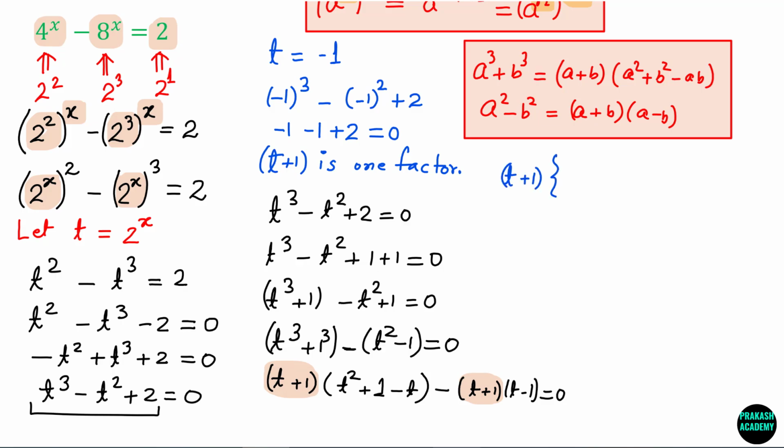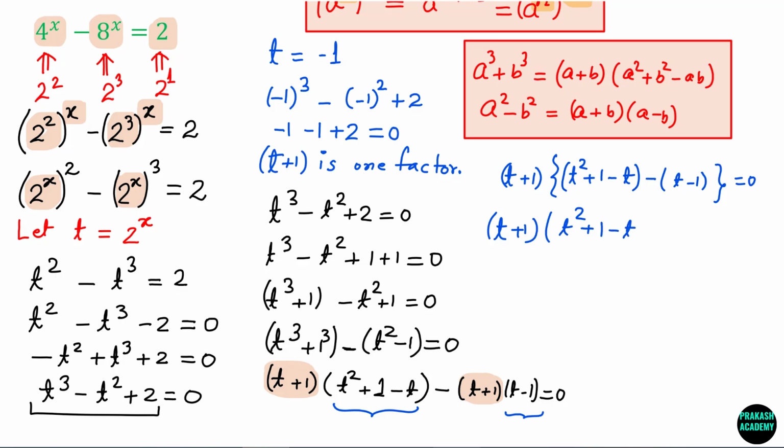If I take it common, I will have here t square plus 1 minus t, and here I will have minus of t minus 1, and this is equal to 0. So this is t plus 1 times t square plus 1 minus t plus 1, equal to 0. If you simplify, this becomes t square minus 2t plus 2 is equal to 0.